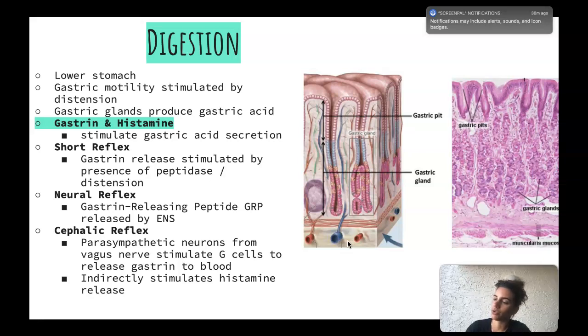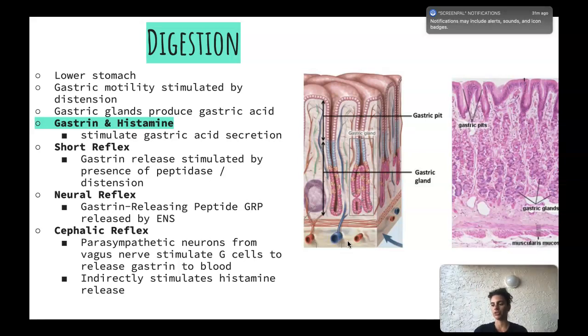The short reflex, gastrin is stimulated by the presence of peptides and distension. In the neural reflex, gastrin-releasing peptide, GRP, is released by the enteric nervous system, or the digestive nervous system. In the cephalic reflex, parasympathetic neurons from the vagus nerve stimulate G cells to release gastrin to blood. And they also indirectly stimulate the release of histamine.